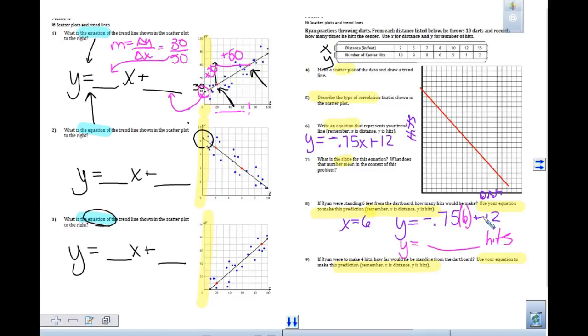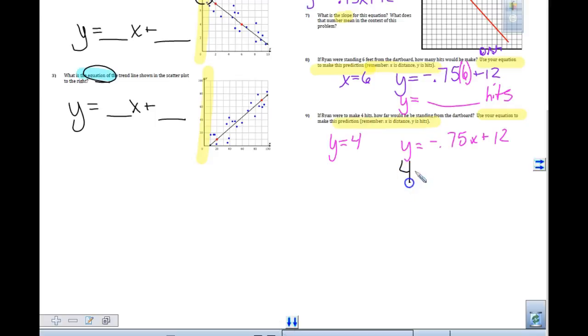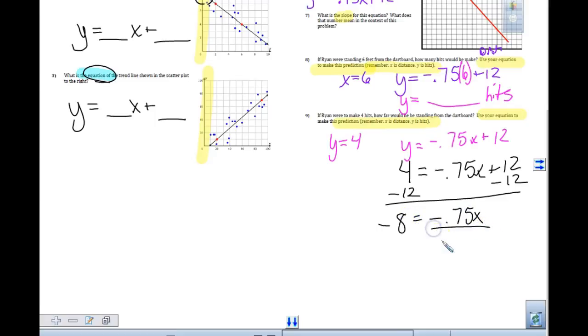The next thing, and if your equation wasn't exactly the same as the one that Lily gave us, this next question says, well, now they have 4 hits. That's when y equals 4. So now I go to that equation, y equals negative 0.75 x plus 12. And this time I'm going to put 4 equals negative 0.75 x plus 12. When I look at your work on the test, I'm going to look at, oh, you subtracted 12 first from both sides, and you got negative 8 equal to negative 0.75x. And to solve, you divided both sides by negative 0.75.